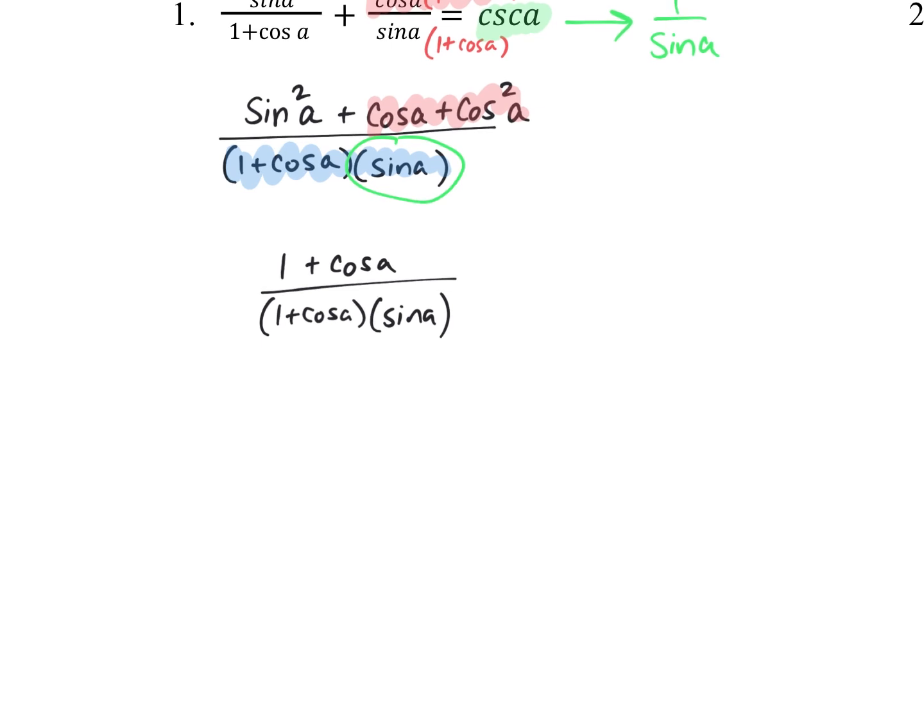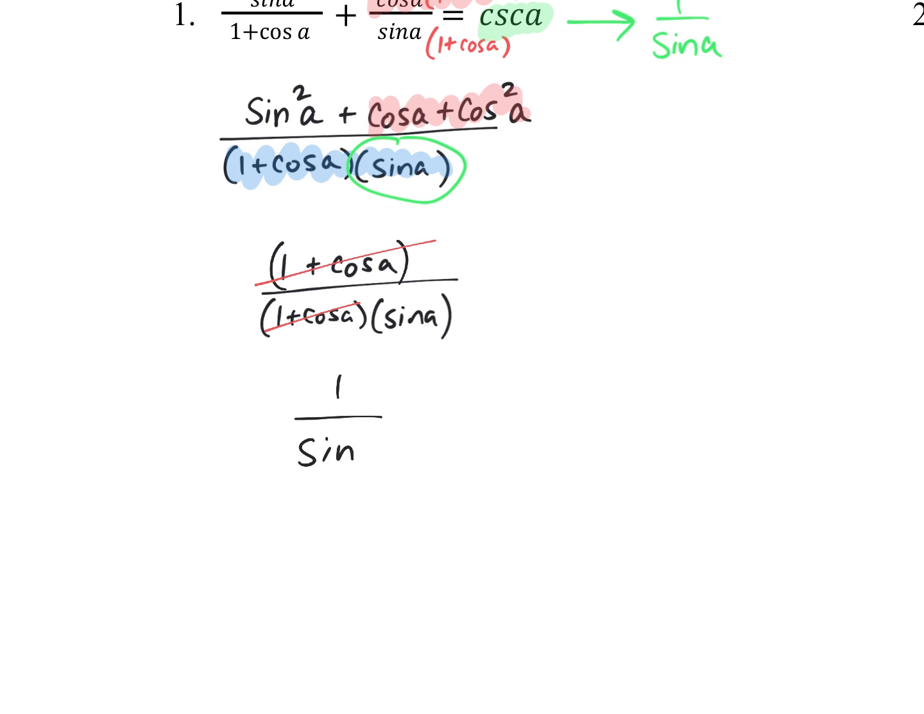And now we can see in our final step here that what emerged as part of the numerator was the same as the factor that I was hoping canceled in the denominator. So when I cancel, I get 1 over sine A, which we know is the cosecant of A, and we're done.